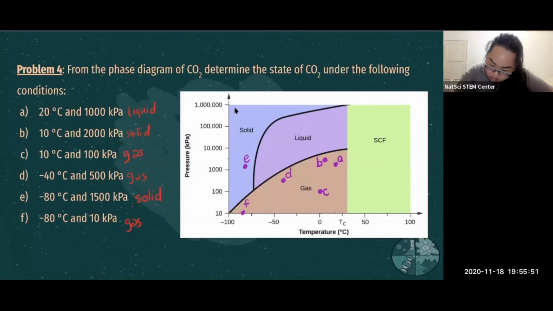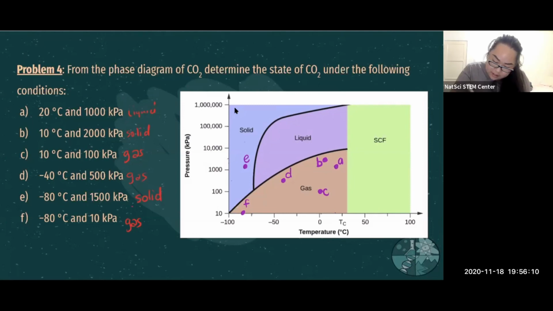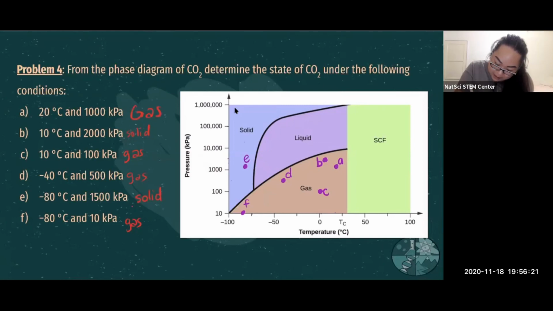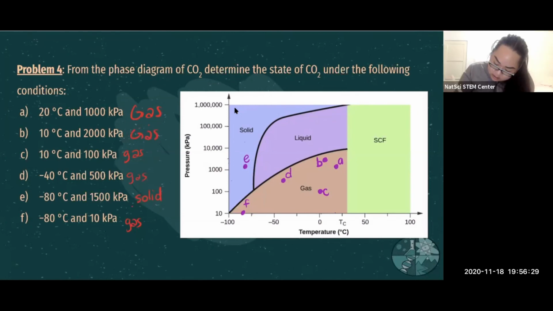It's 1,000 kilopascals. Sorry, why is 20 degrees Celsius liquid? I'm sorry, it's not a liquid. I put it wrong. It's supposed to be a gas. Yes, it should be a gas. And B is also a gas. My bad. And C is a gas, right? D is gas.